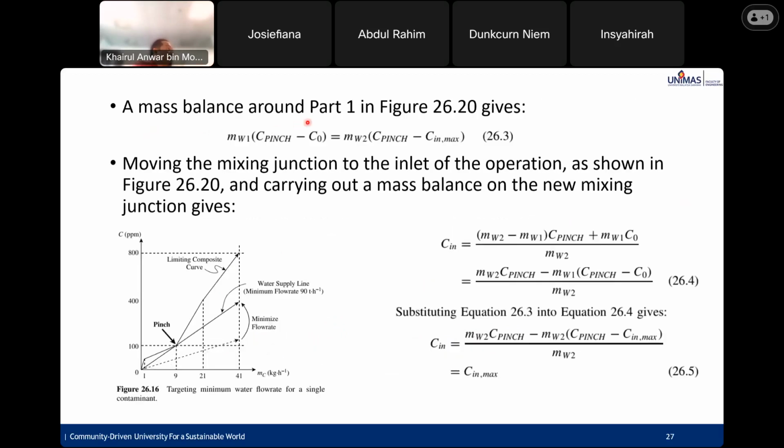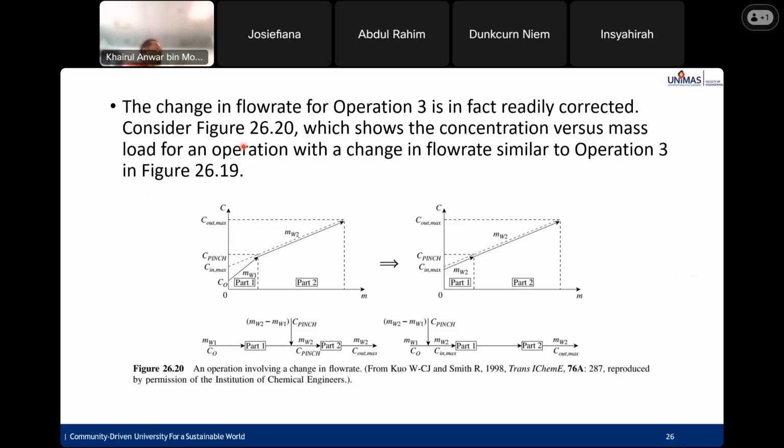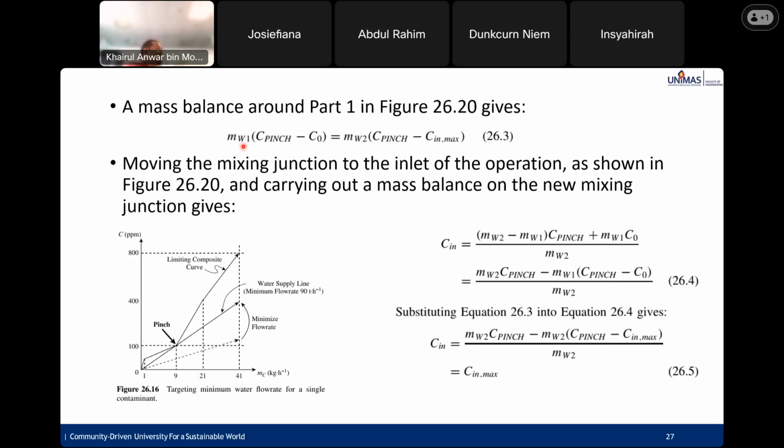Mass balance around part 1 in figure 26.19 gives MW1, the mass flow rate of water in part 1, and C_ph minus C_0 equal to MW2, C_ph minus C_next. Moving the mixing junction to the inlet of the operation as shown in figure 26.20 and carrying out a mass balance in the new mixing junction gives this equation.